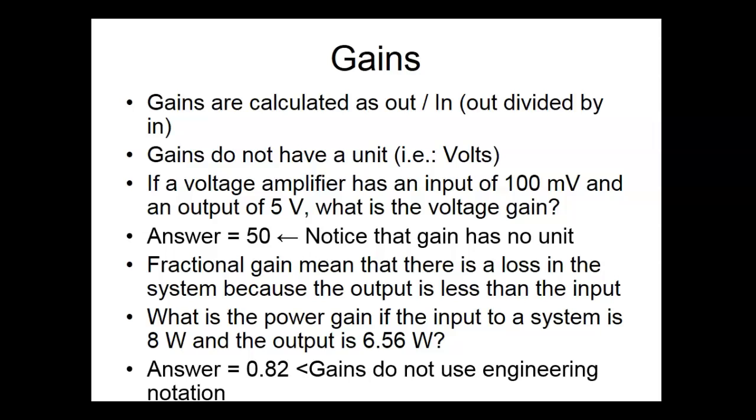Out over in. So 5 volts into the 100 and... No. When you say into, it's out divided by in. So it's 100 millivolts into 5, right? You understand? You probably knew what you said, but you said it backwards. Now over here, I'm getting 6.56 out. I'm putting 8 in. So fractional gains are technically referred to as attenuation. But most people just call it gains.